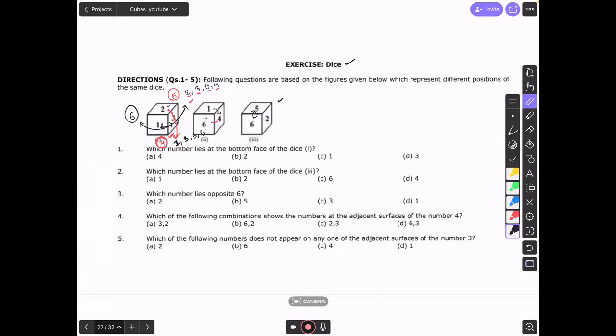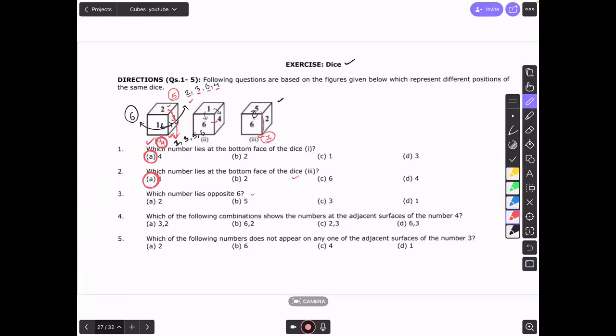So which number lies at the bottom face of dice 1? Bottom of dice 1 is what? 4. Okay, option number A. Which number lies at the bottom face of dice 3? Okay, opposite to 5 what is there? Opposite to 5 what will be there? 1. So I'll mark here option number 1.